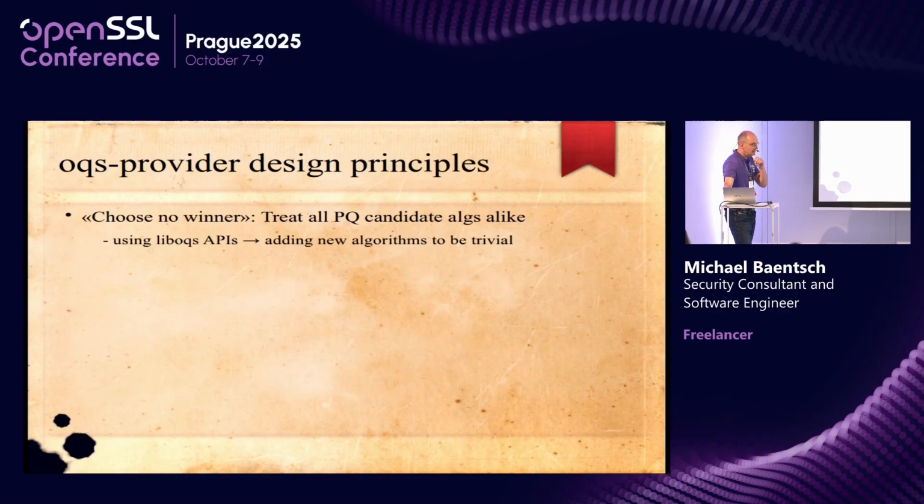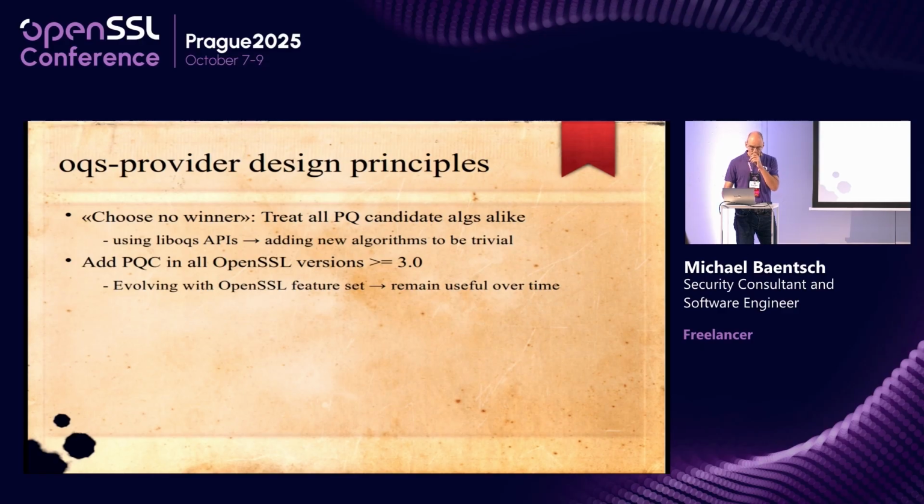So what are the design principles at the time that we started this work? That was around about 2021. One I already mentioned, choose no winners. We wanted to have a system that allows anyone to work with any PQ algorithm to try them out. The goal was not just to use liboqs, but also to have the ability to easily add new algorithms. Not just new versions, but also completely new algorithms.